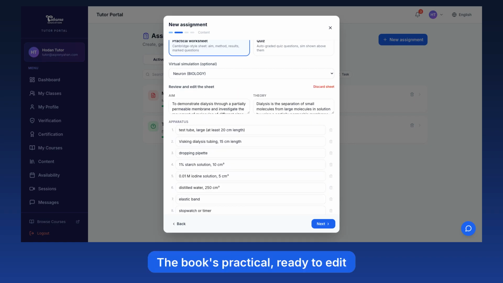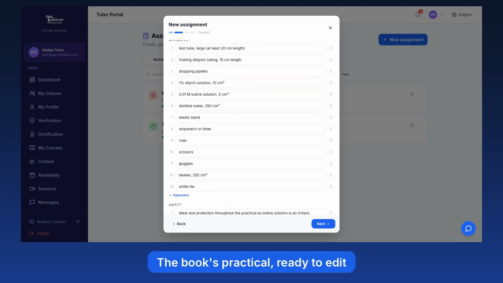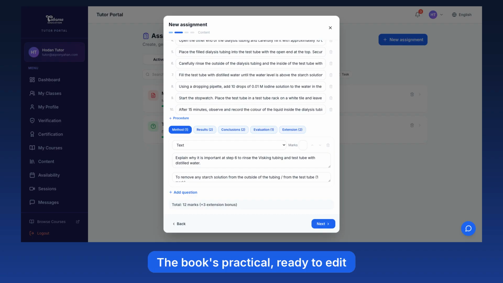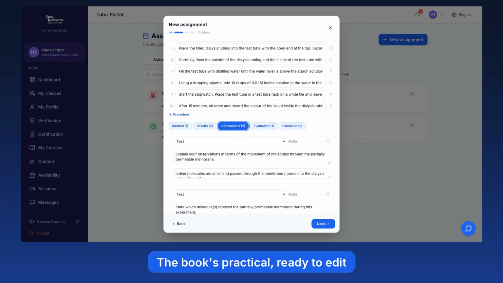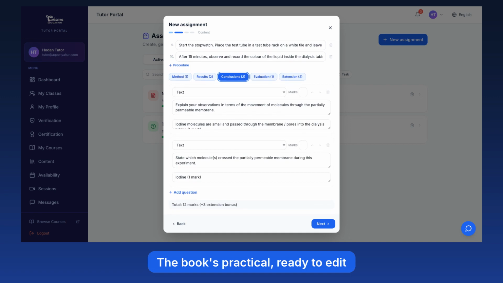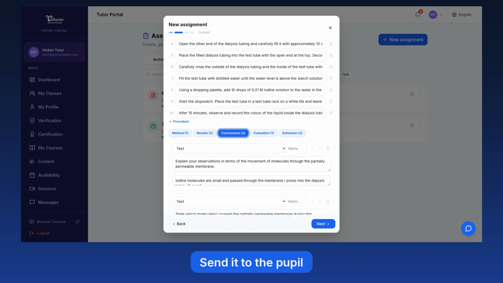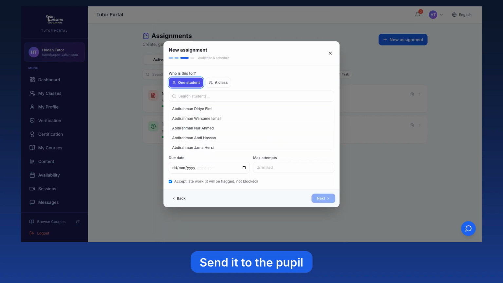Moments later the practical is a live sheet: aim, the apparatus checklist, safety, the procedure with its soaking and tying and timing, and question groups for method, results, conclusions, and evaluation, marks on every question, mark schemes only the teacher sees. All of it editable before anyone is assigned. Assign it to Ahmed with a deadline and a name.